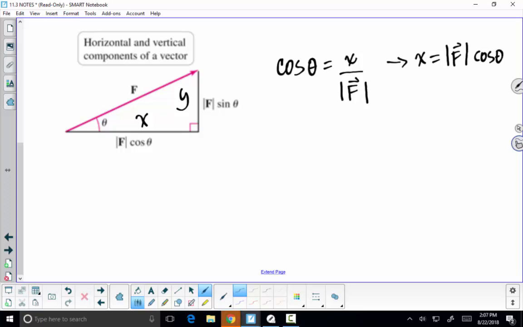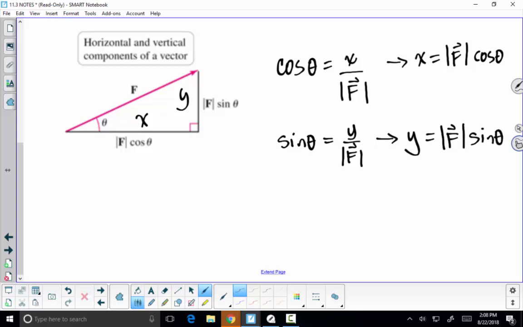Right? And you could also use sine. If you did the sine of theta, it would be y over f. So y would equal the length of f times sine of theta. So we'll do that a lot, where you find the components of a vector. So let's just write that one out. Sine of theta will be y over the length of f. And so that tells us that the vertical component is equal to that.